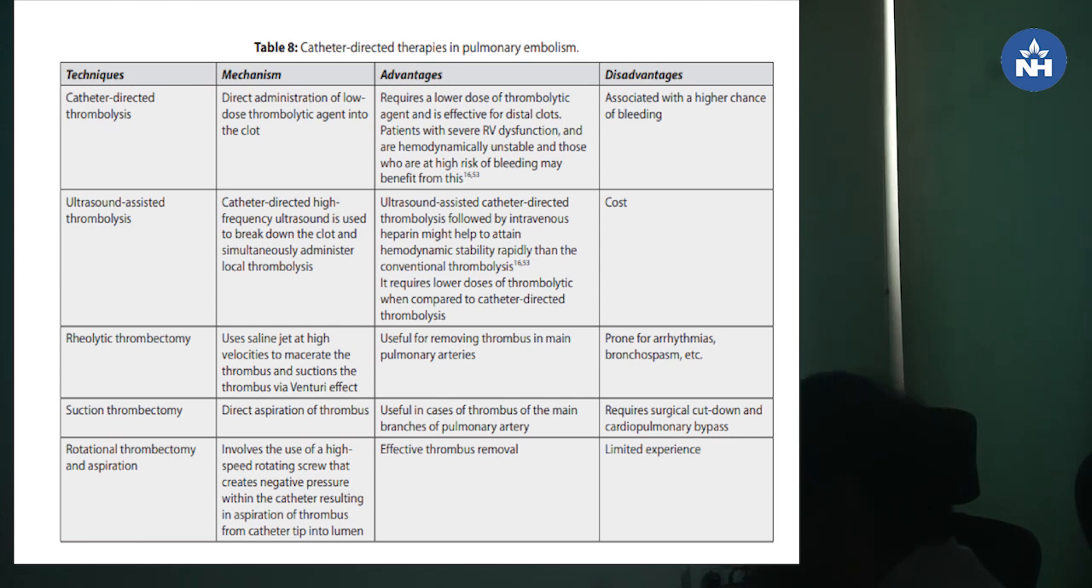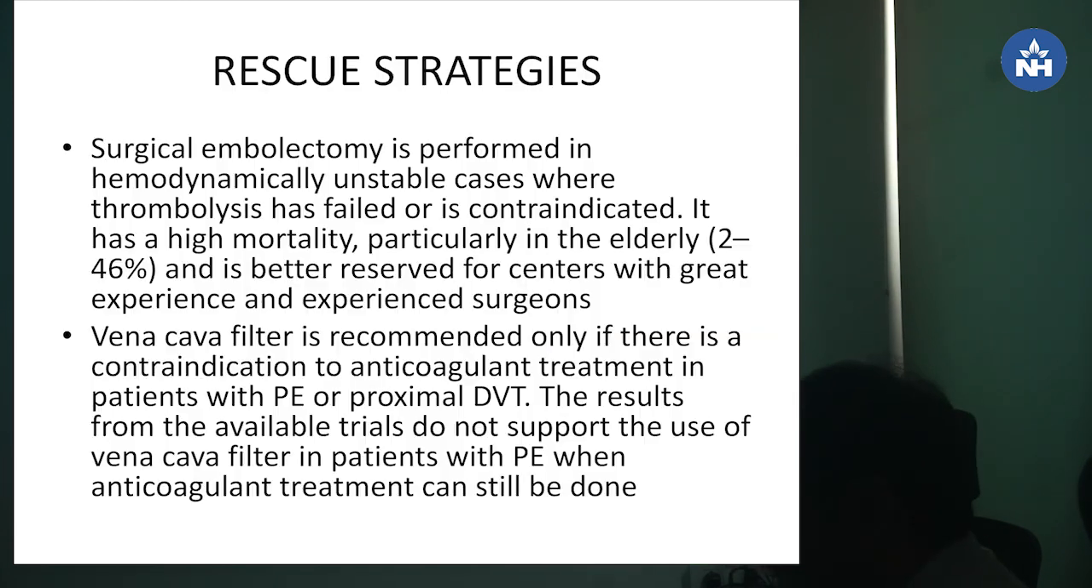Now, catheter directed therapy in pulmonary embolism. There are techniques like catheter directed thrombolysis, ultrasound assisted thrombolysis, suction thrombolectomy, rheolytic thrombectomy, rotational thrombectomy, and aspiration. All of these are under trial, under study. Detailed study has mainly been done with catheter directed thrombolysis and ultrasound assisted thrombolysis. Both have advantages and disadvantages.